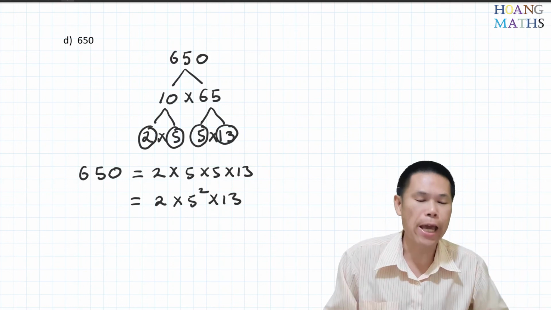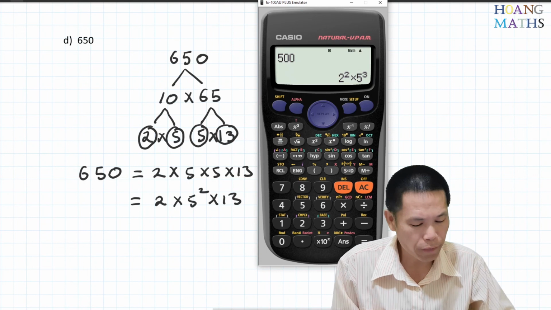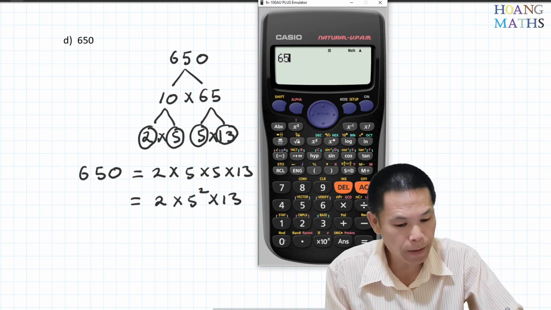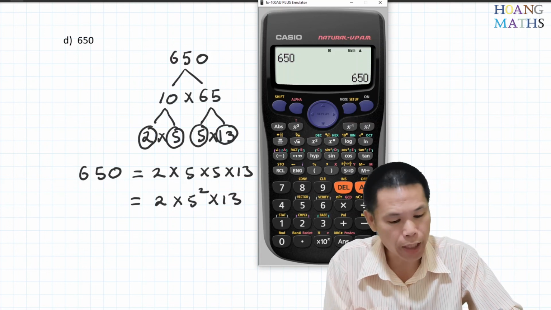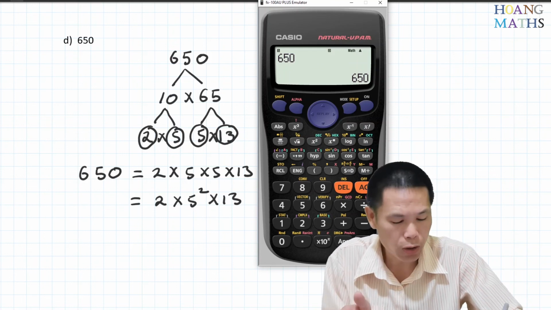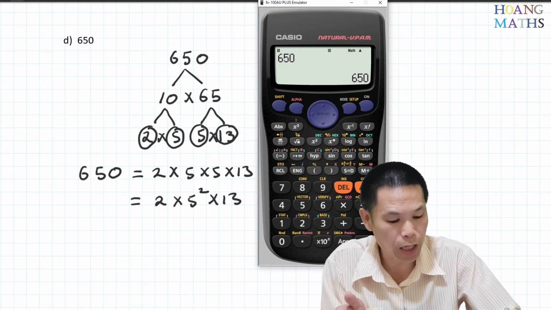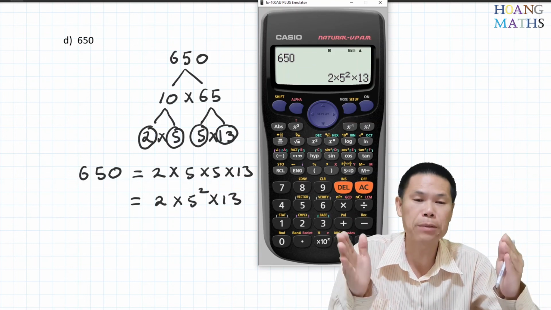And we can check the answer by using the calculator. So we just go 650, and don't forget you need to press the equal button first and shift fact, the bubble button, okay? Just underneath the square root sign or next to the negative sign. Press that. So 2 times 5 squared times 13.